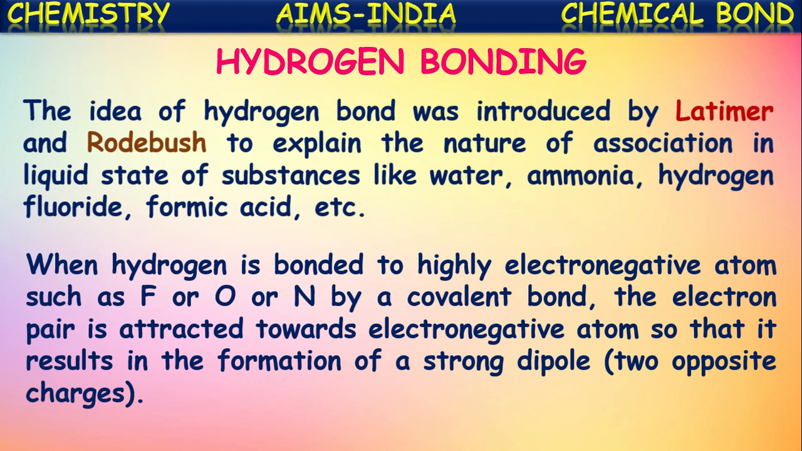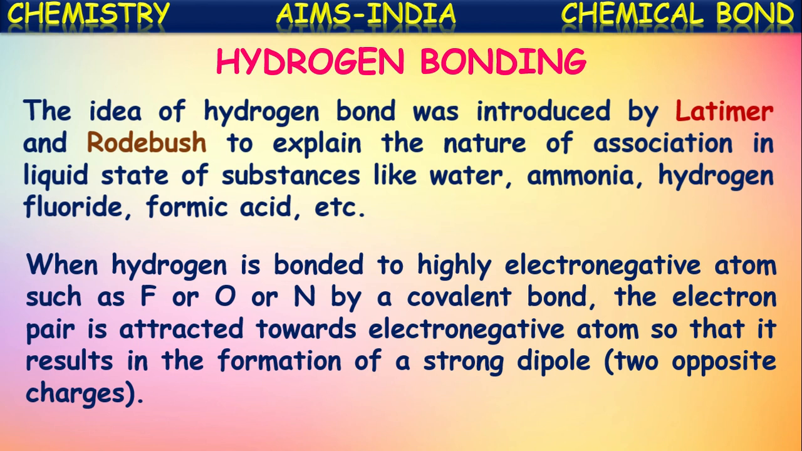When hydrogen is bonded to highly electronegative atoms such as fluorine, oxygen, or nitrogen by a covalent bond, the electron pair is attracted towards the electronegative atom, and that results in the formation of a strong dipole. So, when a hydrogen atom, which has less electronegativity, is bonded with highly electronegative atoms like fluorine, oxygen or nitrogen in the formation of a covalent bond.